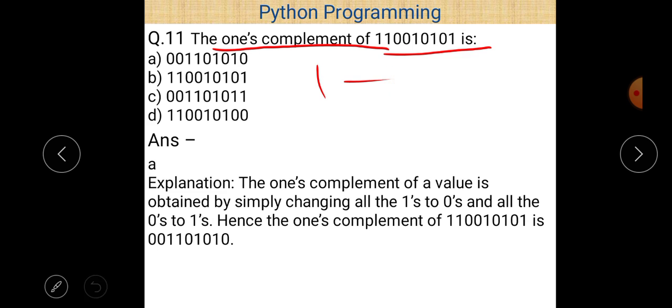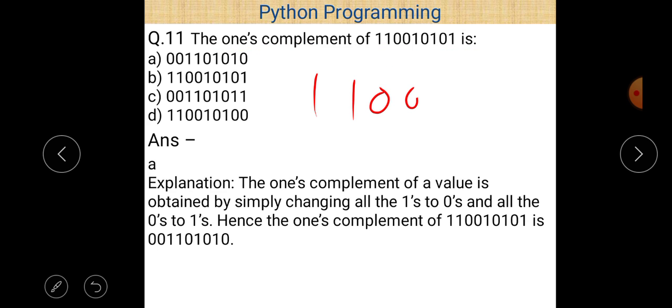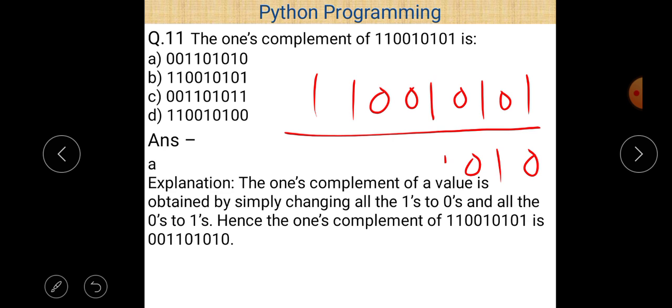For example, in this question, the number is given as 1 1 0 0 1 0 1 0 1, and if you want to find out the complement of this number, then the complement of this number is 0 0 1 1 0 1 0 1 0. Okay, this is the number, and you can easily see that A is the correct answer.